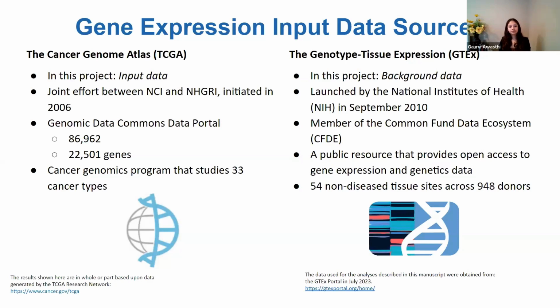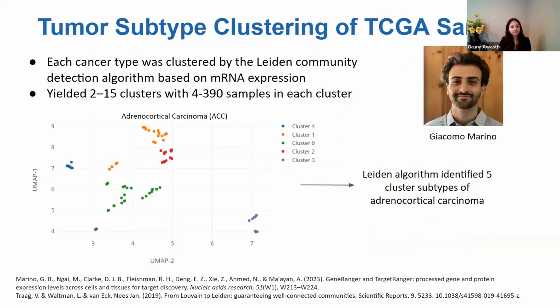In order to remove the brain-related tissues from the GTEx background, brain-related terms such as brain, cerebral, hippocampus, amygdala, and hypothalamus were used to identify and filter out these tissues. The first step in analyzing the TCGA data was to apply the Leiden community detection algorithm in order to identify clusters amongst each of the cancer types.